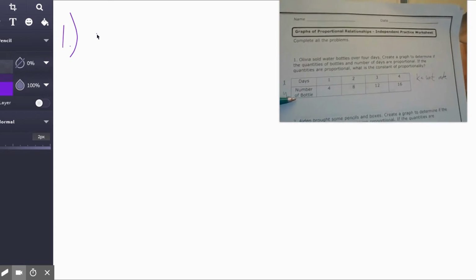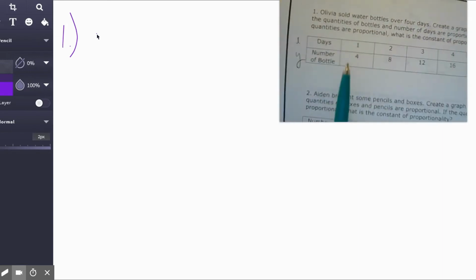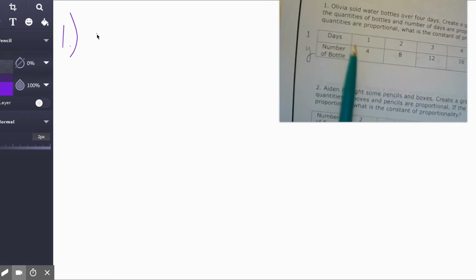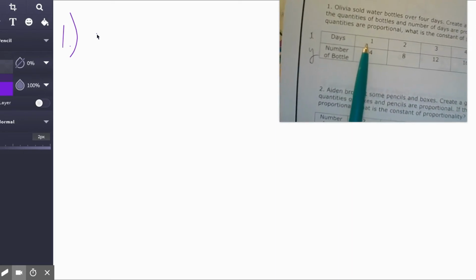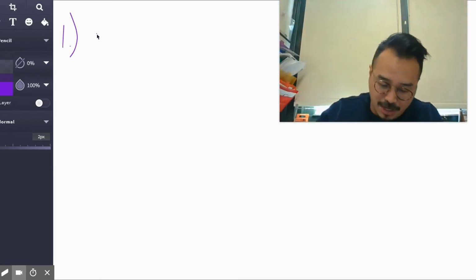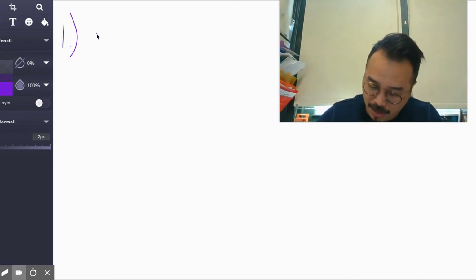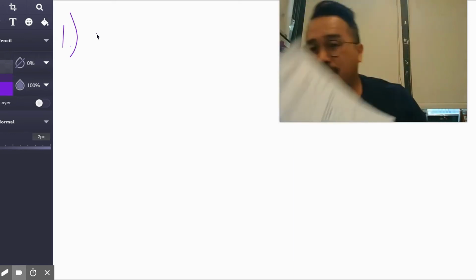Look over here. Now, to find the unit rate, you just put the numbers at the bottom, meaning all the Y values, over the ones at the top. And that would make sense because it's 4 bottles per day, right? So that's 4 per day. So the unit rate is 4 bottles per day. Okay, that's the unit rate.